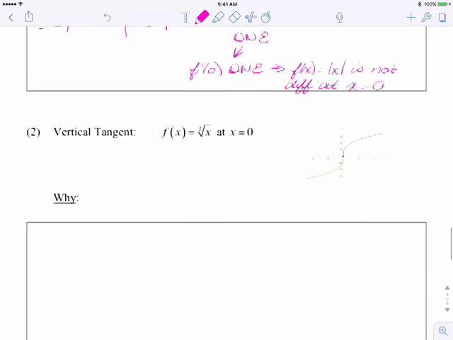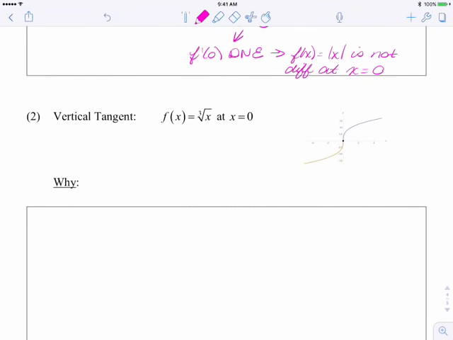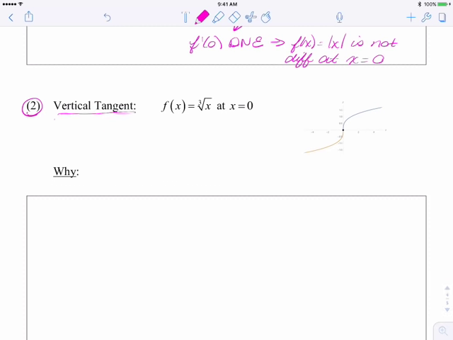Okay. A second situation in which a function may be continuous but not differentiable is what we call the vertical tangent line. So basically, what we're saying here is that the tangent line to the curve exists at the point in question, but because it's vertical and the slope of a vertical line is undefined, and because, again, slope is the geometric interpretation of the derivative, the rate of change, having a vertical tangent line at a point means the derivative does not exist at that point.